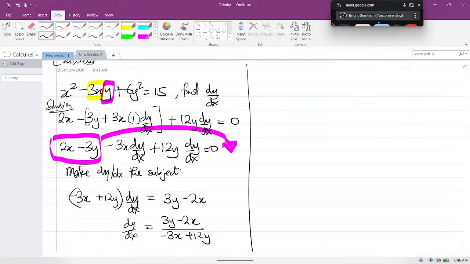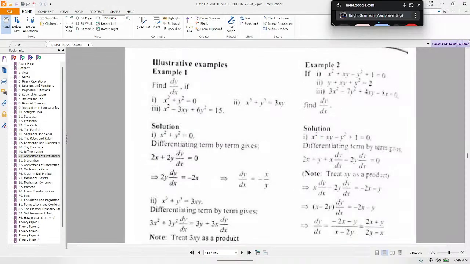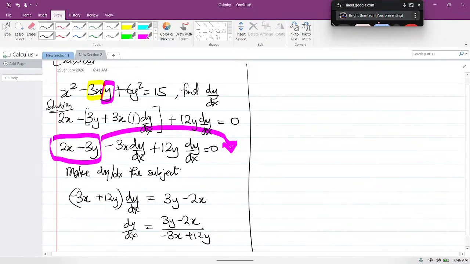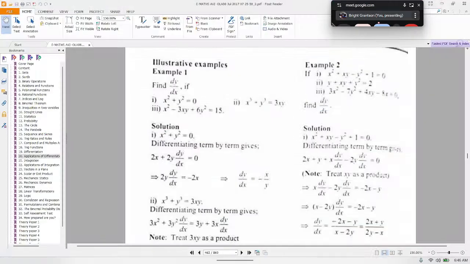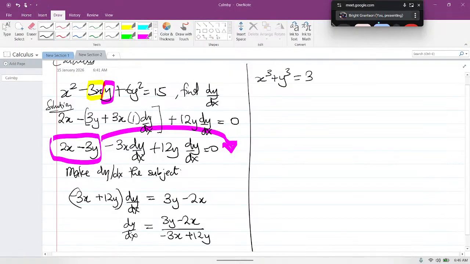So let's do another one. x cubed plus y cubed equals 3xy. Find dy/dx. In this case, let's do this one so that I'll write.